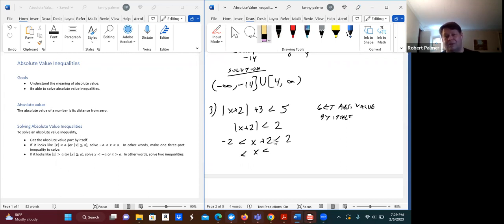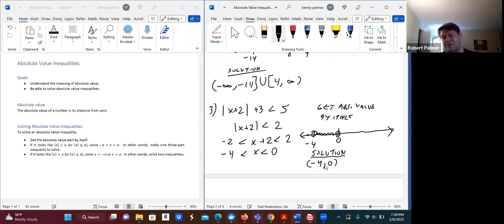Over here, subtract 2 from negative 2, we have negative 4. Subtract 2 from 2, we have 0. Then if we draw a number line for that one, here's 0 and here's negative 4. In this case, neither endpoint is included since we just used less than, so both open circles and basically everything in between. Then our solution is just negative 4 to 0, with parentheses since we started out with less than. The endpoints are not included.